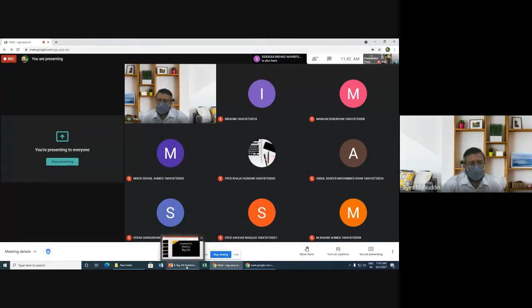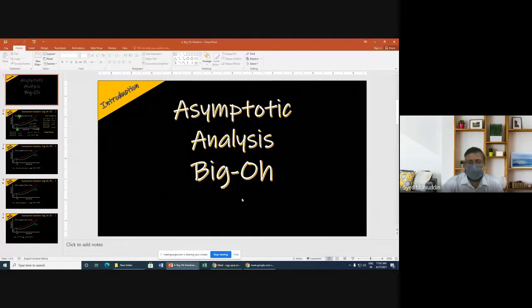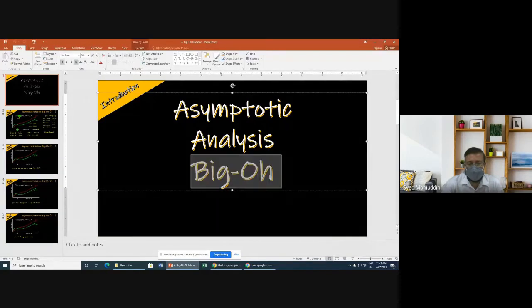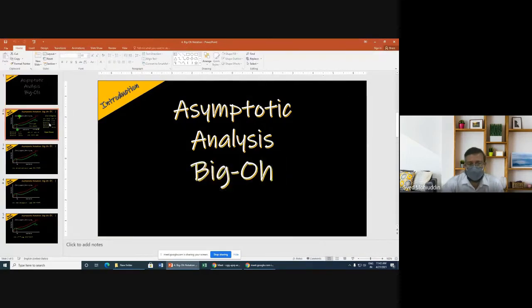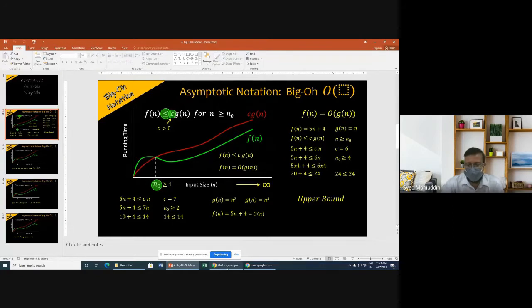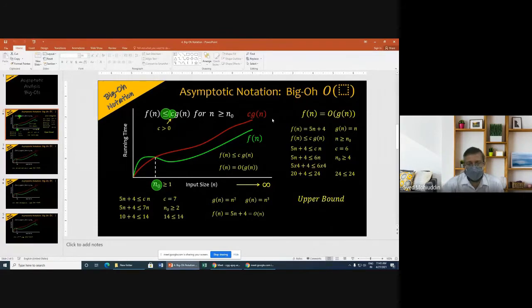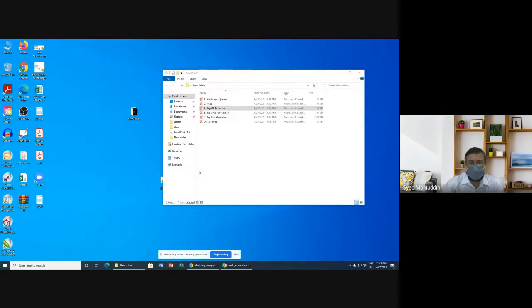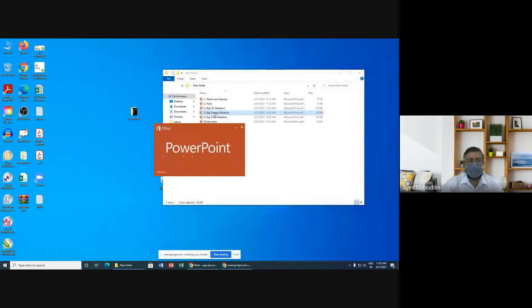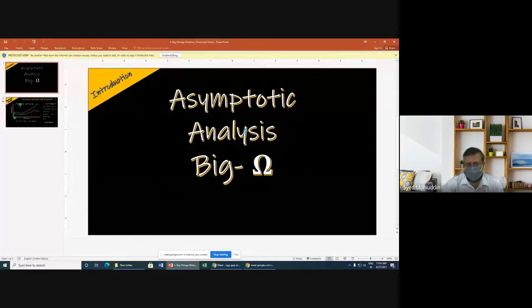In the last class, we saw asymptotic analysis. The first notation was big O notation. Big O notation says that there is a function f of n, and that function is less than or equal to some constant c times another function g of n. Now in the same way, let us continue with the next notation, known as big omega notation.